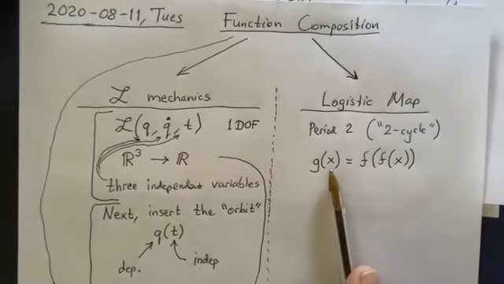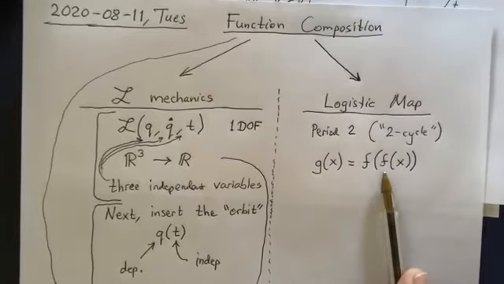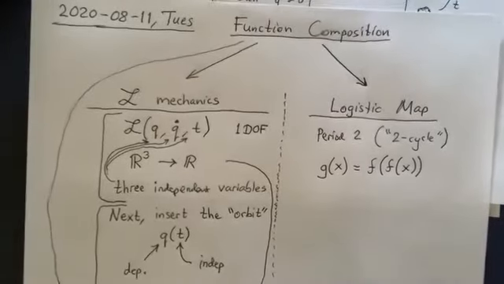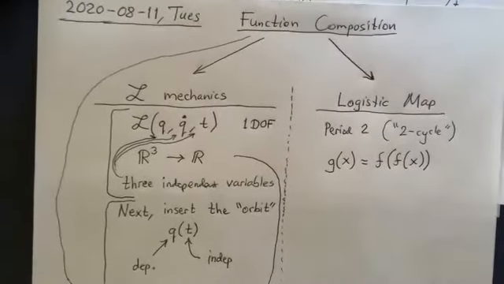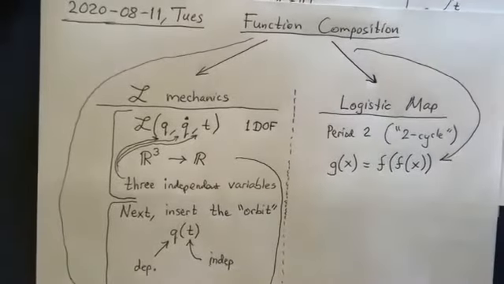A user of this function g provides a value x. Here's a prescription. First, you plug x into f, that returns a value. That returned value gets inserted into f once again, like so. Okay, and so that's the functional composition.